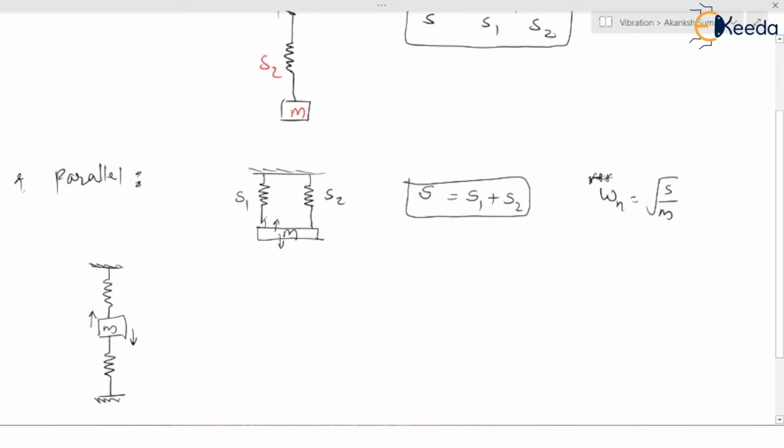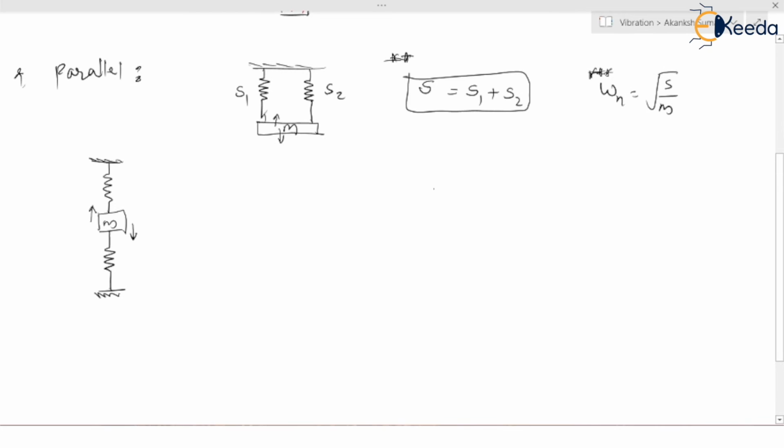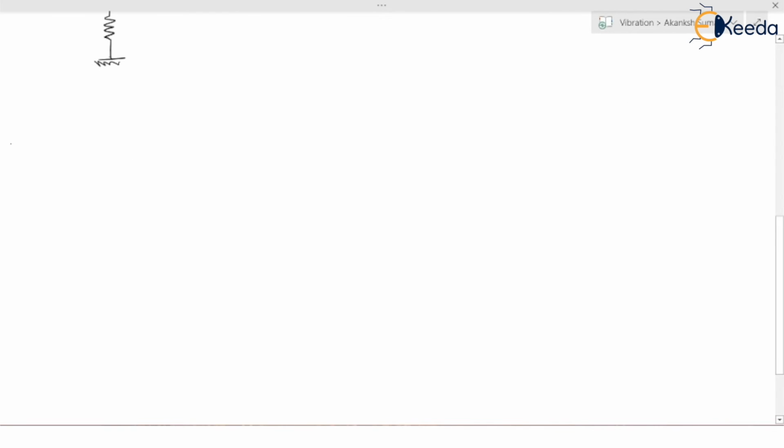I hope you are able to understand the formula used for springs which are parallel to each other and springs which are in series. Now the most important thing is the next topic, cutting the spring. You can cut a spring into two parts, three parts, or many parts. So what would be the stiffness when the spring is cut?